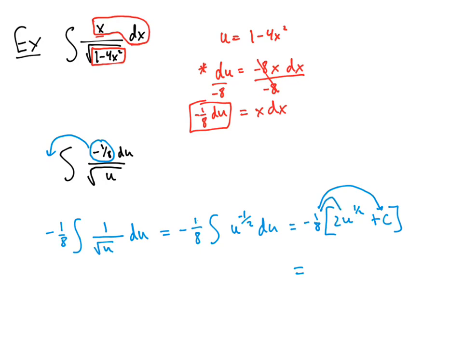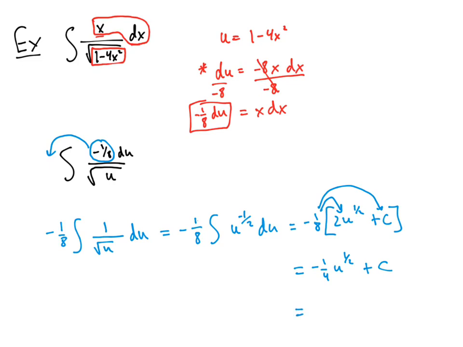But when I multiply these two terms together, I'm going to have 2 times negative 1/8, which is negative 1/4, u to the 1/2. Again, negative 1/8 times c is a constant, so I could just write that as c. It's just some arbitrary constant. Negative 1/8 times a constant is still a constant.